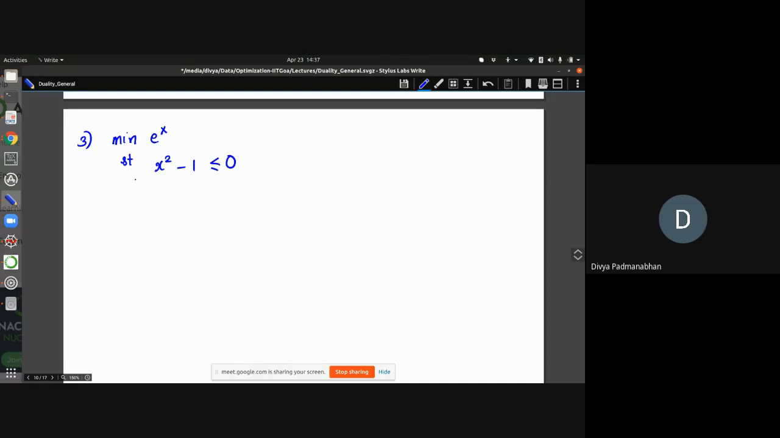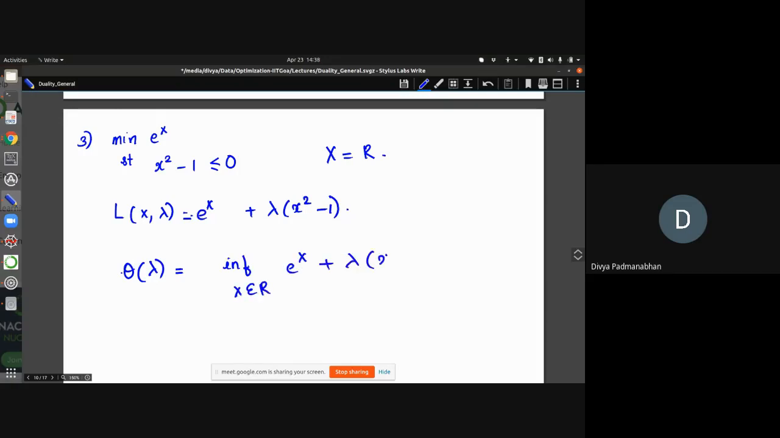An example is this. Here there's just one constraint, in one variable. If we try to write the Lagrangian, what you're going to get is e^x plus lambda times (x^2 minus 1). And there's no other restrictions on x, so the set X that we are taking here is just R. So the dual function is just the inf over x in R of e^x plus lambda times (x^2 minus 1). This is an unconstrained problem.